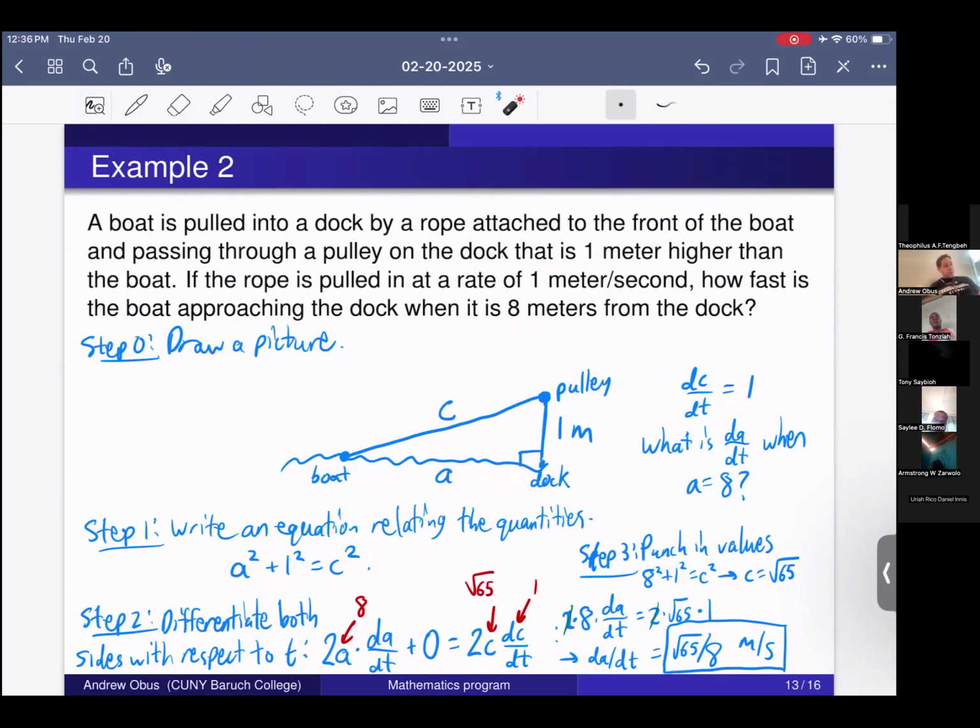Okay, so you get this nice result. What this is saying is that as the rope gets pulled at 1 meter per second, the boat is actually getting pulled in a little bit faster than that. Root 65 over 8 is a little bit more than 1. So the boat actually gets pulled in faster than you pull the rope. That's one of the advantages of having an elevated pulley. It's efficient in terms of pulling things in. All right, any questions on this?